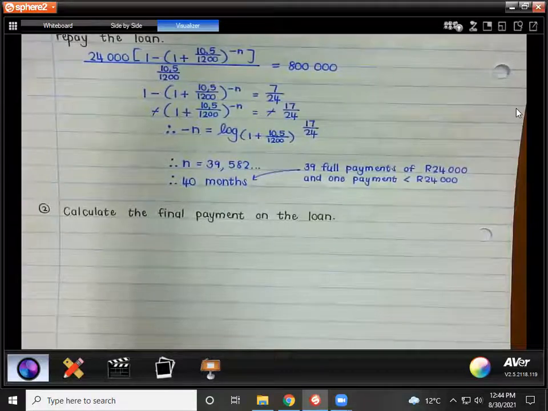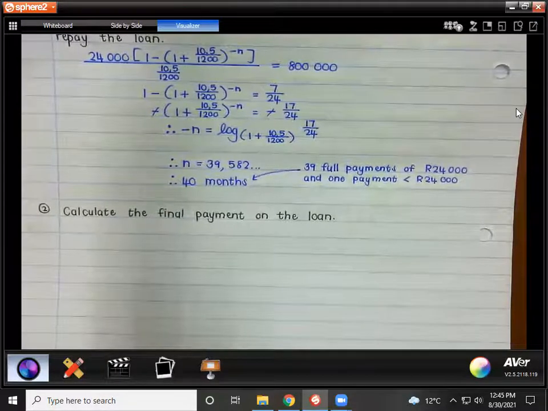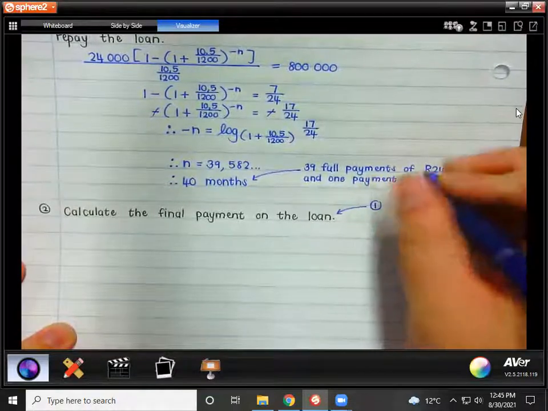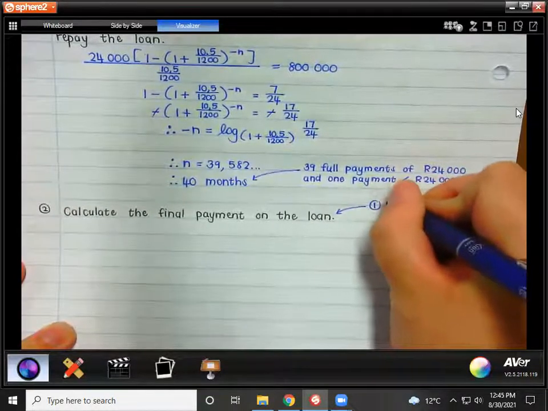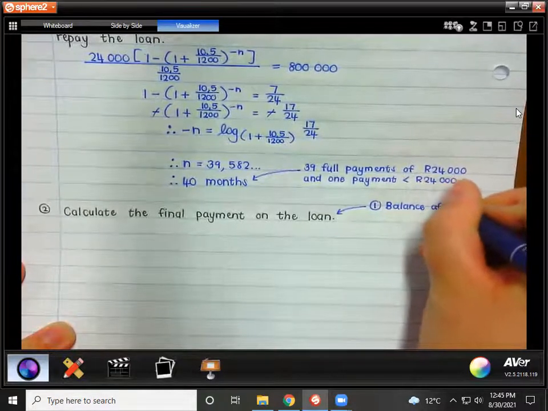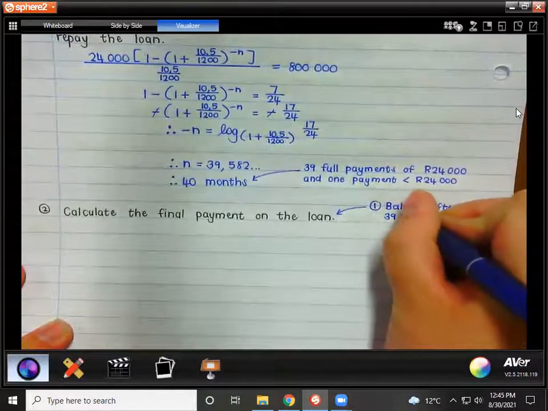All right. Let's say that's the end of November. Now you still have to make your last payment at the end of December. Are you still going to owe the exact same amount at the end of December as what you owed at the end of November? No, they're going to add a month's worth of interest to that balance after 39 payments. So you're going to have to do two steps. You're going to have to find the balance after your full payments. In this case, it's 39, but obviously it depends on the question. So the balance after 39 payments.